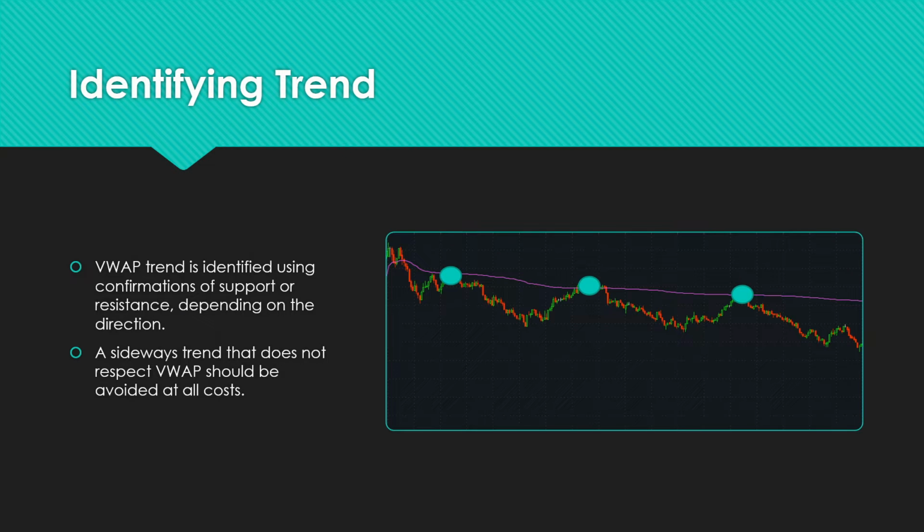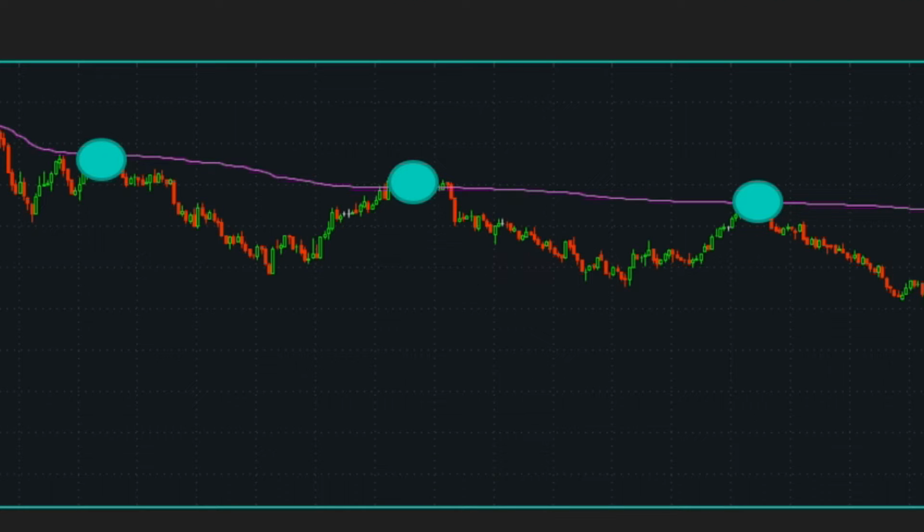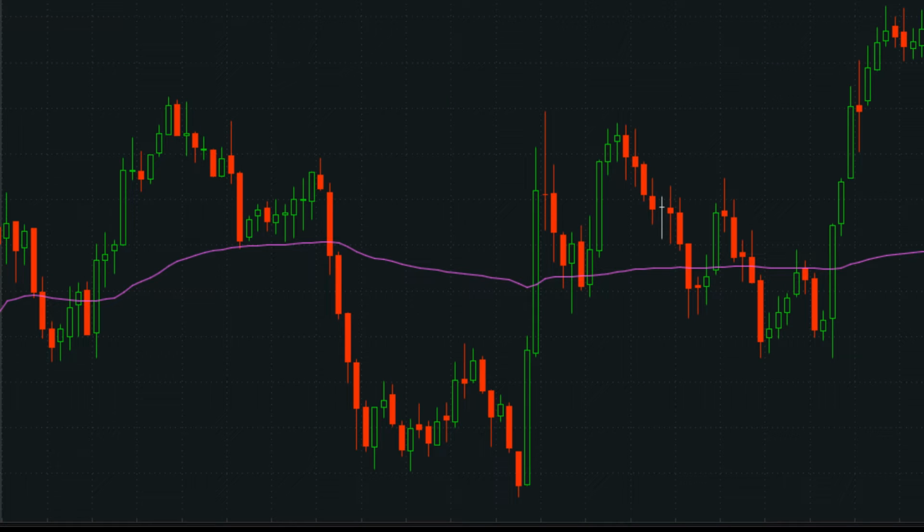Now, the VWAP trend is identified using confirmations of support or resistance depending on the specific direction. In this example here, you can see we're maintaining a downward or bearish trend, and with that, we have confirmations on the upside right around the volume weighted average price. Every time the stock or equity or whatever it is pulls back to the volume weighted average price, it gets rejected, thus it's maintaining a downward trend, and this is just really the VWAP showing us it's maintaining a downward trend. A sideways trend that does not respect the volume weighted average price should be avoided at all costs.